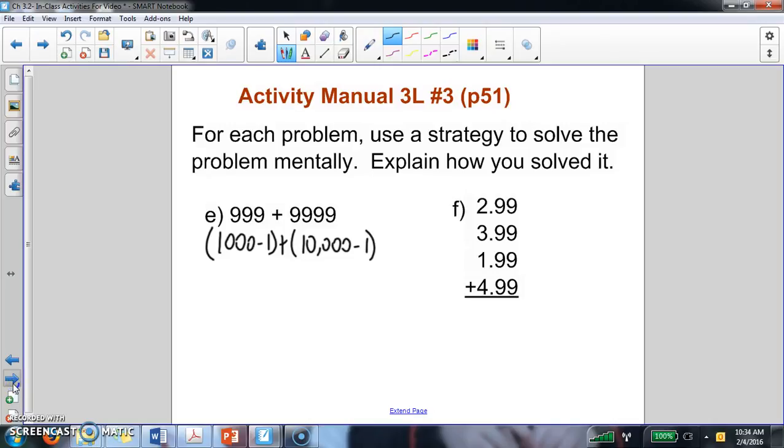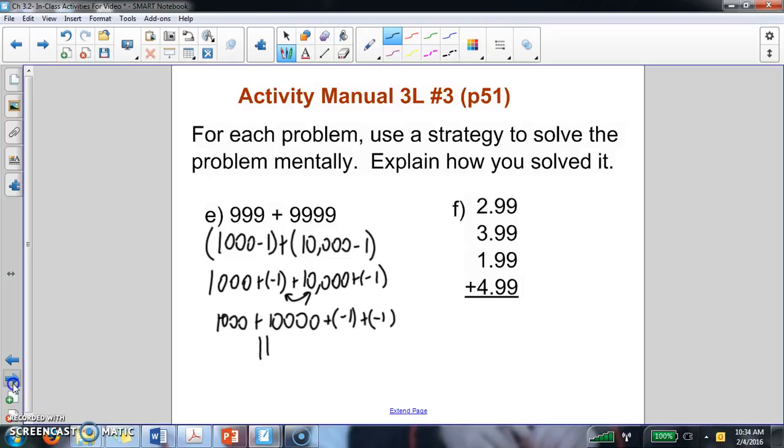Now I could then rewrite this to say that this is 1,000 plus a negative 1 plus 10,000 plus a negative 1, which allows me then to use the commutative property, because I can flip the negative 1 and the 10,000. So it's 1,000 plus 10,000 plus negative 1 plus negative 1. So 11,000 plus my two negative 1s, and I could use the associative property to group them together and say that's plus negative 2 to get me to 10,998.